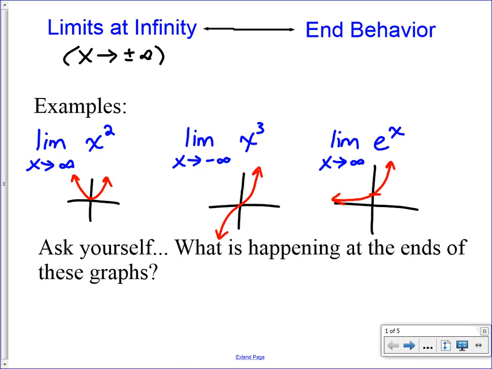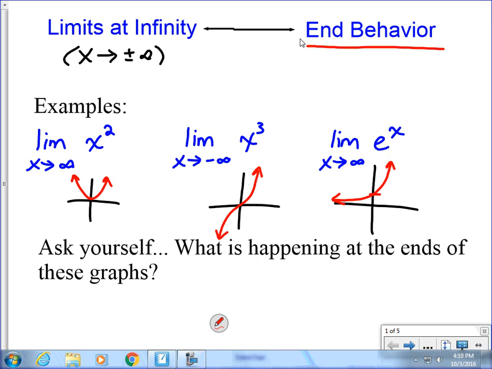Okay, so basically we're trying to figure out what is happening to y as x gets really big, meaning approaches infinity, or gets really small, meaning approaches negative infinity. Okay, which basically means what is the end behavior of the function. What's happening way out at the end. So here are some examples where we're just looking at the graph to evaluate the limit.